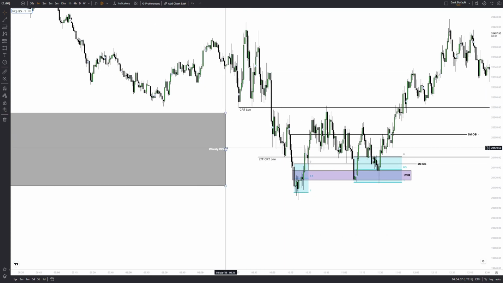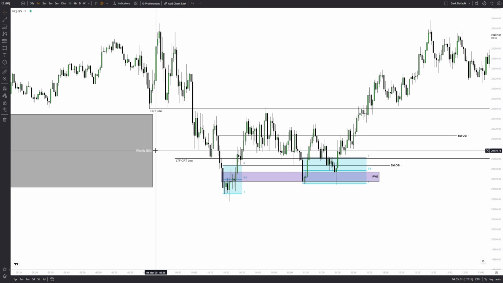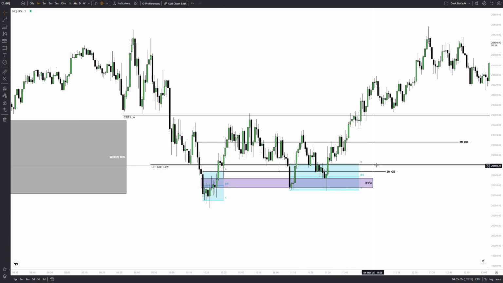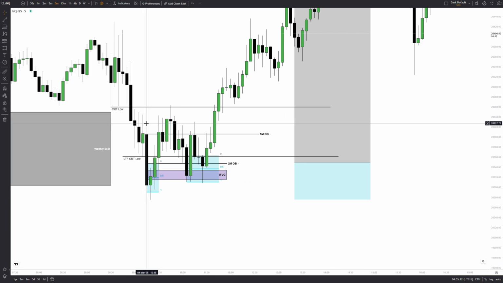Now, we have obviously a sweep on liquidity. We have this weekly buy side imbalance sell side inefficiency, which is our bullish fair value gap. And if we look at the 5-minute, we have this massive order block right here.